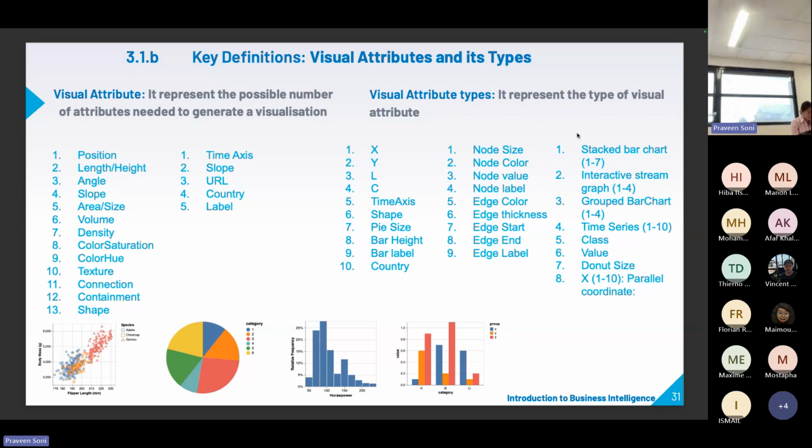Second, visual attribute types. Now, if I say for the histogram I need a position, then for position, where do I need it? On the x-axis, on the y-axis. If it is categorical, I need a color. What do I need for that visual attribute type to present? Like for the data attribute type, numeric or categorical, I need some data.